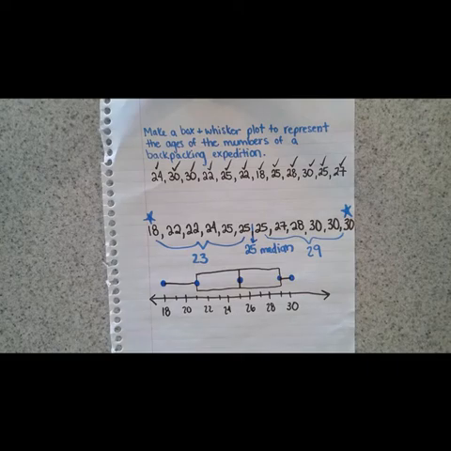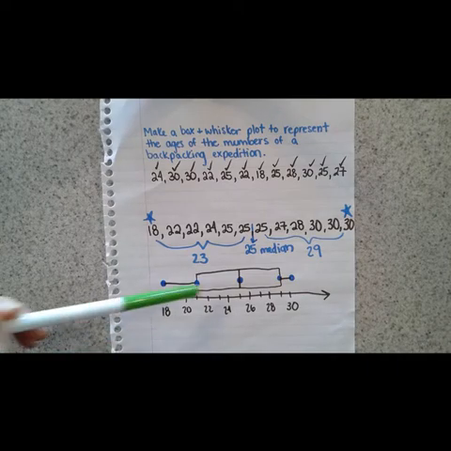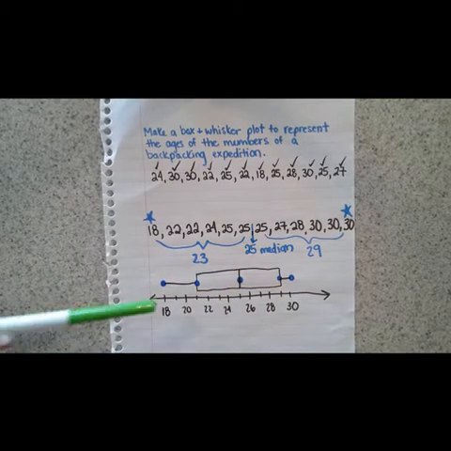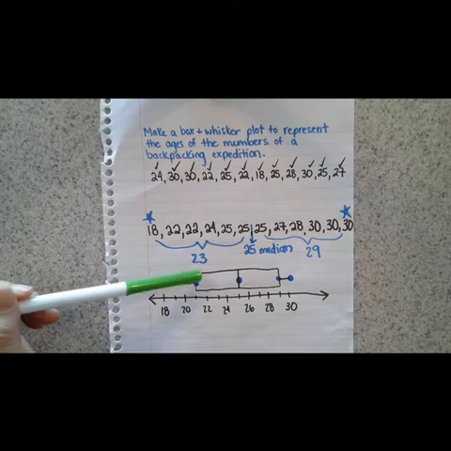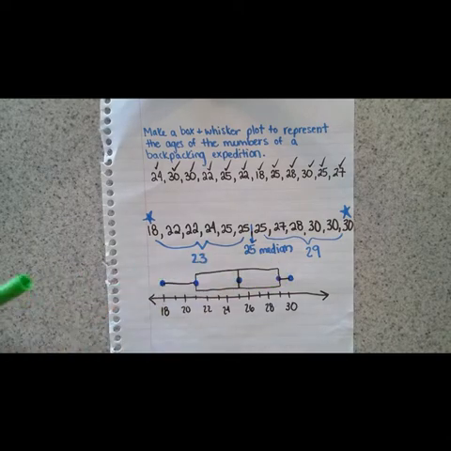So yesterday together we made this box and whisker plot. We found our 5 points here and drew a box around the first quartile and third quartile points. So I wanted to look a little bit more at how the data is spread in a box and whisker plot.